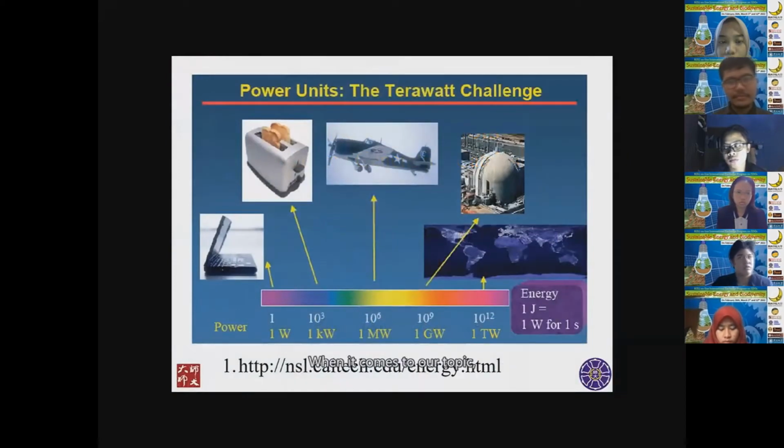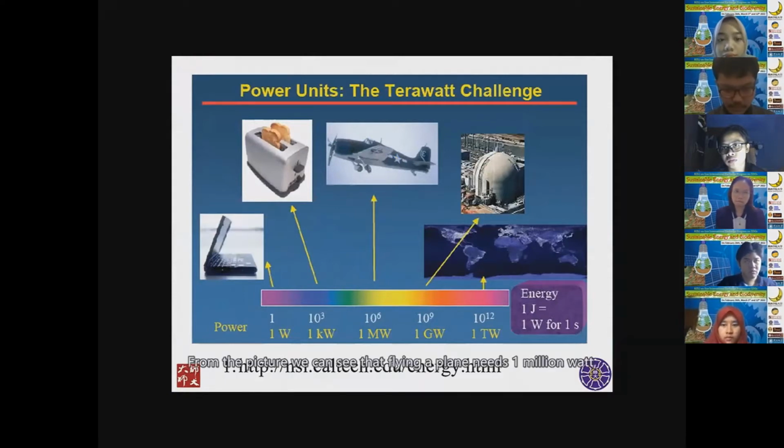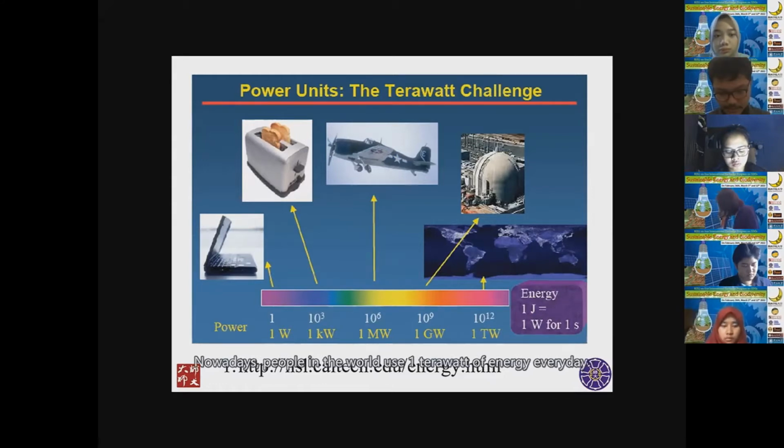When it comes to our topic, first of all, we need to know the scale of energy. For example, we may consume a few joules per second, aka watts. For a toaster, it may be 1,000 watts, in other words, 1 kilowatt. For the picture, we can see that flying a plane needs 1 million watts, while a nuclear power plant needs 1 gigawatt. Nowadays, people in the world use 1 terawatt of energy every day.